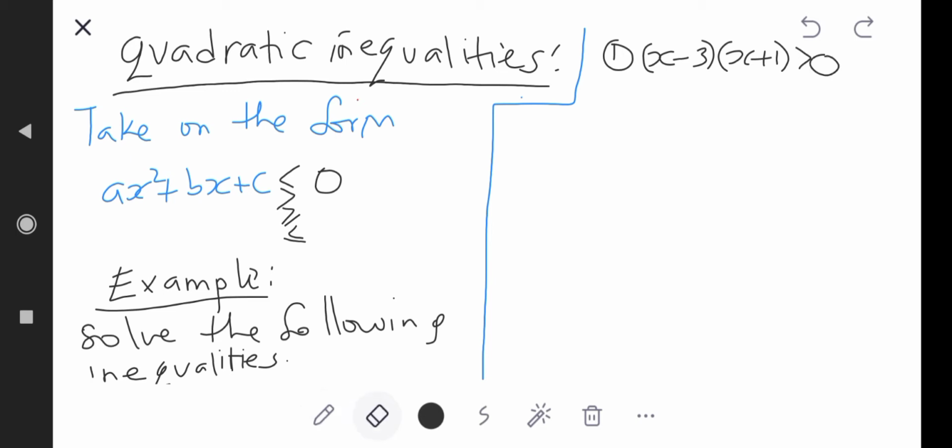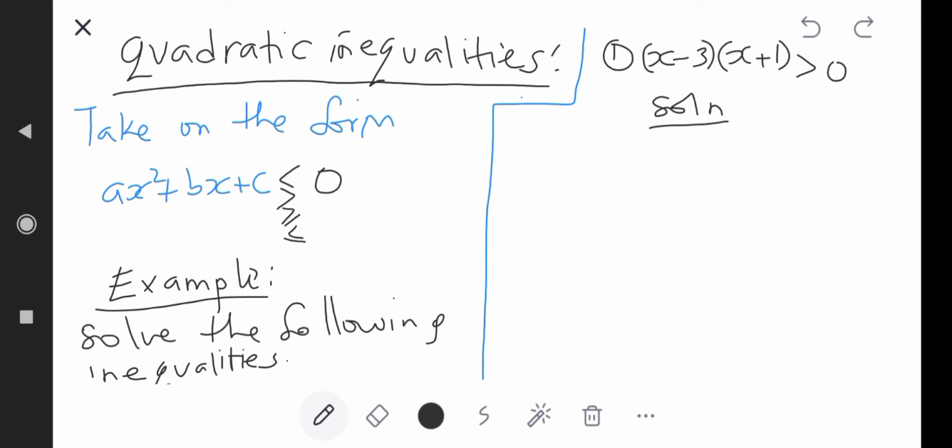This is x plus 1, and this is bigger than 0. If we have something like that, so as our solution, this guy is already factorized.